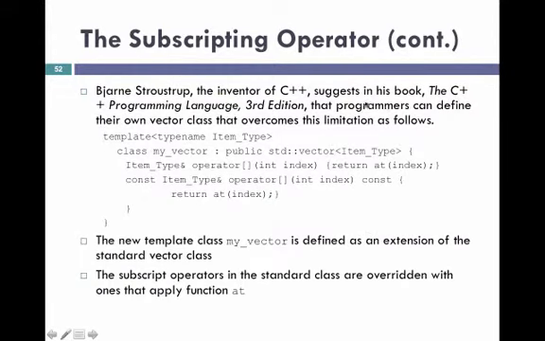Now the inventor of C++, in his book, suggests that a programmer could define their own vector class that overcomes this limitation as follows. So here we're overloading this operator and have it simply call the at function. So here we're going to overload the operator, and because we'll call at, that means bounds checking will be done. The new template class myVector is defined as an extension of the standard vector class. You can see here, the subscripting operator in the standard class is overridden with ones that apply function at.